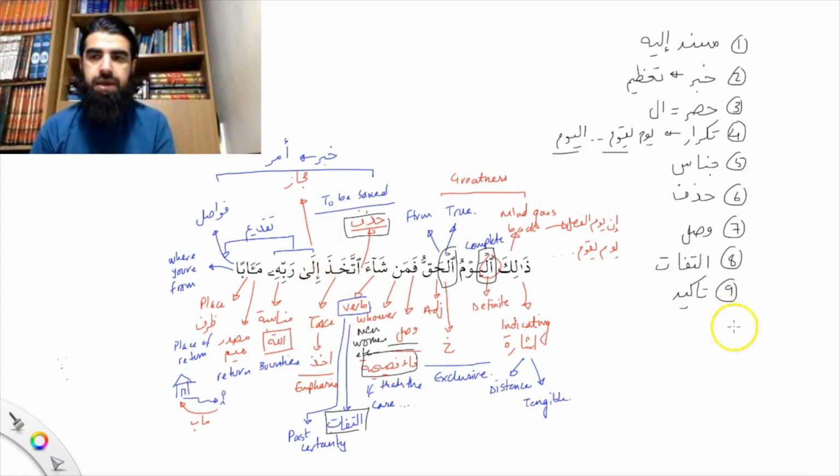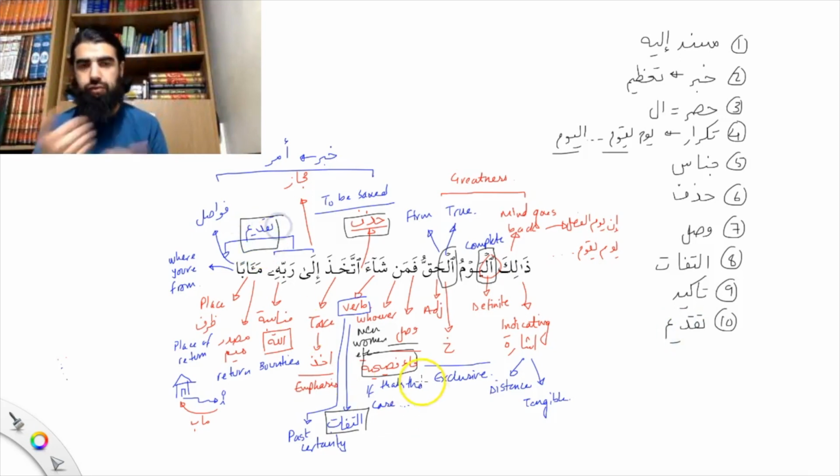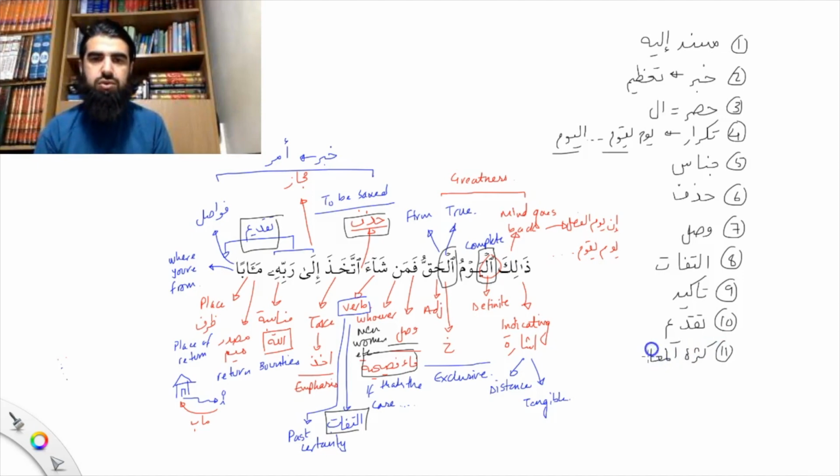Okay, number 10, you've got taqdeem. So ila rabbihi has been brought forward, which gives it the meaning of exclusivity. You've also got kathratul ma'ani, multiple meanings inside the word, like for example ma'aban, or even the dhalika al-yawm al-haq. Multiple meanings can be taken out of it. Number 12, you've got munasaba as well, appropriateness.